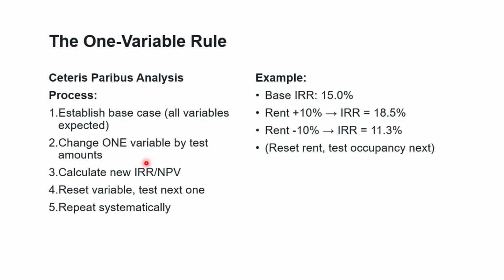Now look at the example with a base IRR of 15%. A 10% rent increase pushes IRR to 18.5%, while a 10% decrease drops it to 11.3%. That's a 7.2 percentage point swing from just one variable. This is basically telling you that rent assumptions deserve careful attention.